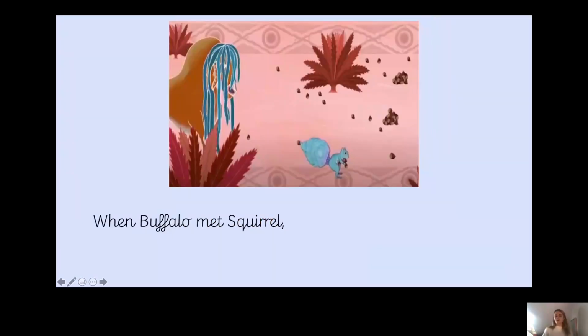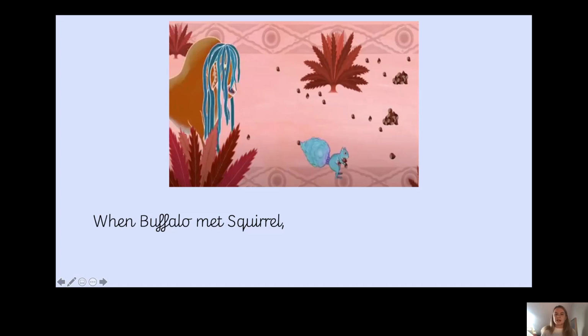Okay, now here's another one. Now I'd like you to have a go at this one on your own. So you've got a picture here of when Buffalo met Squirrel, okay? And we've got the sentence, when Buffalo met Squirrel. So we've got our subordinating conjunction at the beginning, when Buffalo met Squirrel, and we've got our comma. Remember, if we put a subordinating conjunction at the beginning, we need our comma. So can you finish that sentence for me? Pause the video now and have a go.